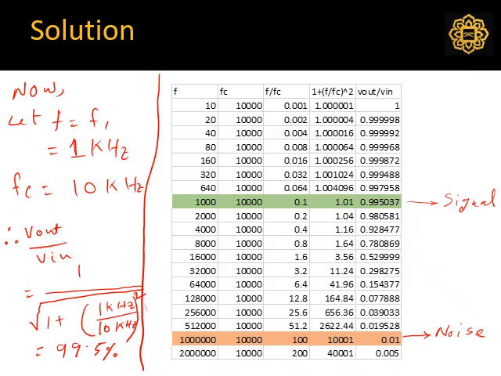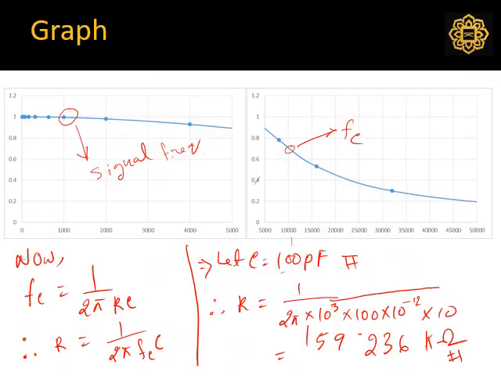Once you have the fc, now you can calculate the required resistance and capacitor value from the equation that I have shown you in the earlier slide. So this is the graph plot. This is fc equals 1 over 2 pi RC. Your capacitor should be in the 100 picofarad to microfarad range. So R will be 159.236 kilo ohm. You can do a trial and error to get a reasonable value of R that is easily available in the market.